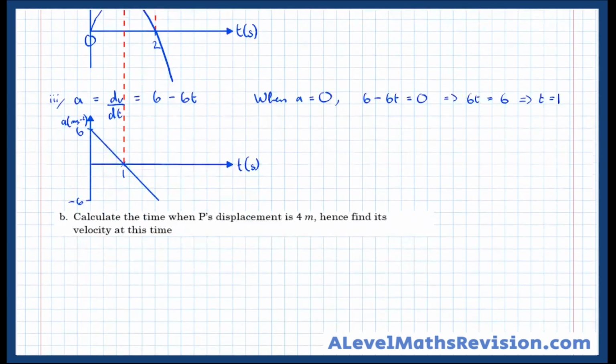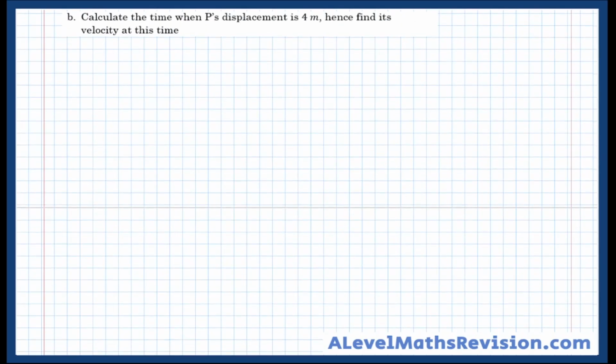So extending this question a little bit, it says calculate the time when P's displacement is 4 meters and hence find its velocity at this time. Well, just as a reminder of the functions we worked out previously for displacement, velocity and acceleration, there they are. So you might want to pause this and have a go, but I'll keep going. So calculate the time when P's displacement is 4 meters.